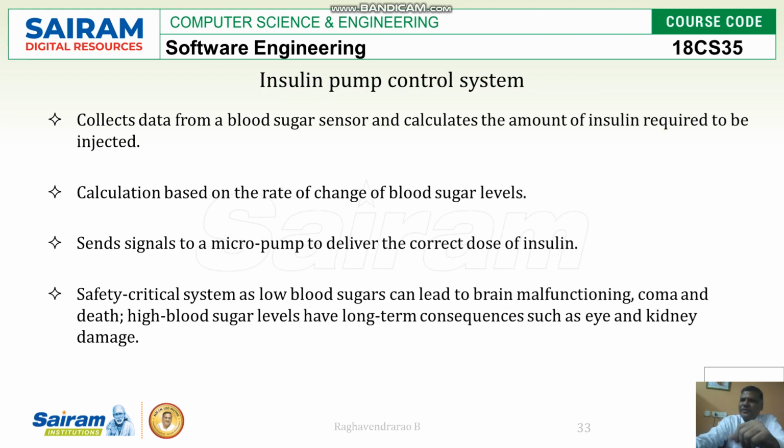As for low blood pressure, if it occurs, then there will be brain malfunctioning, then coma, and it can even lead to death. And if high blood pressure occurs, then there are long-term consequences: kidney damage and other things.